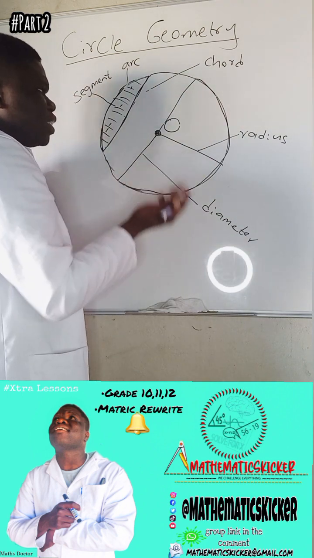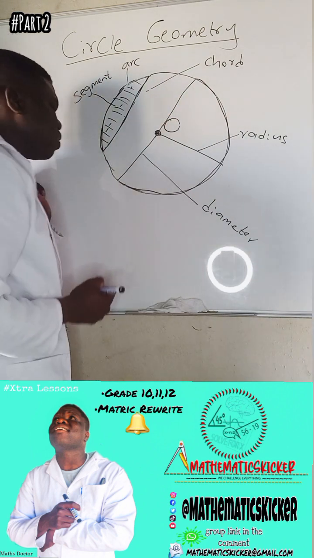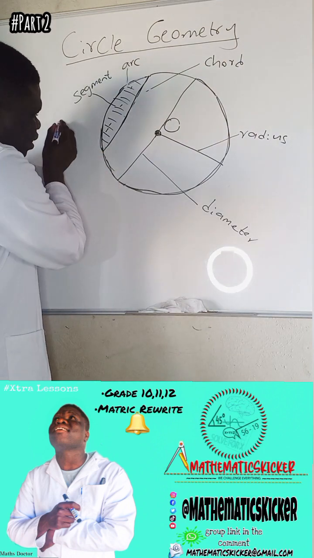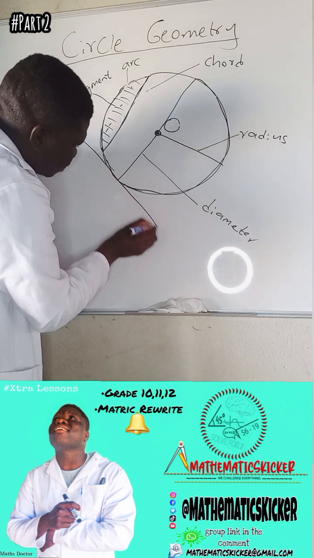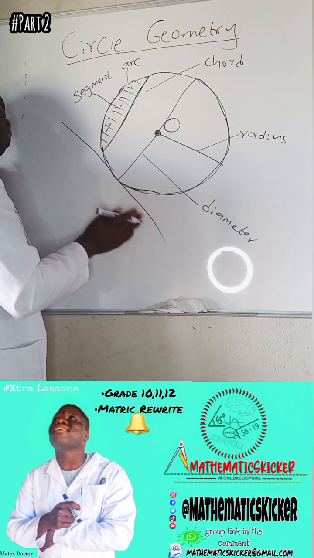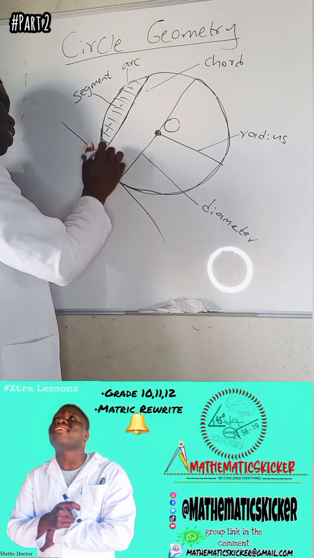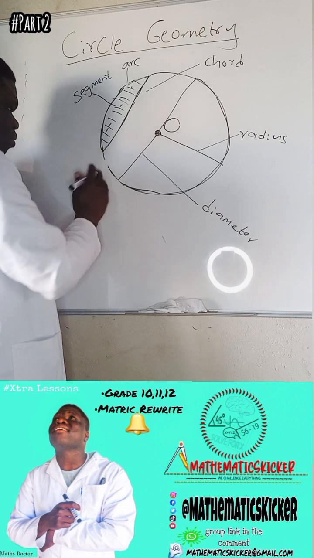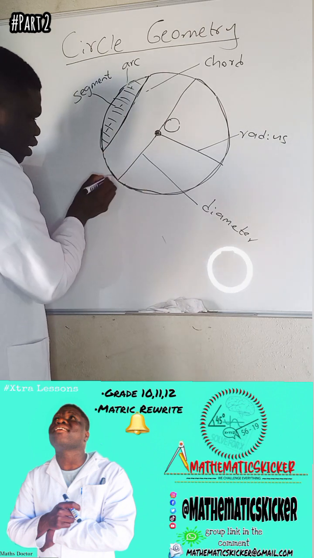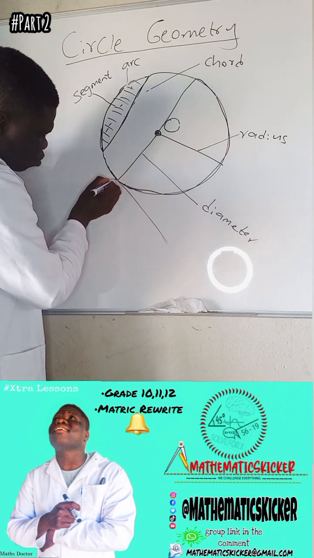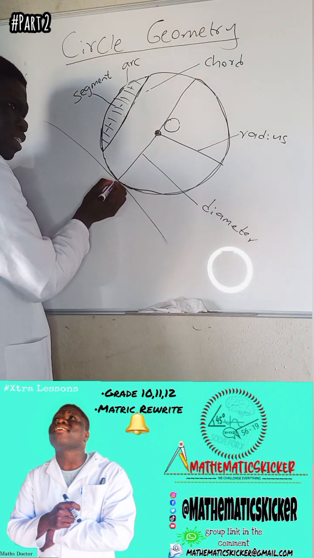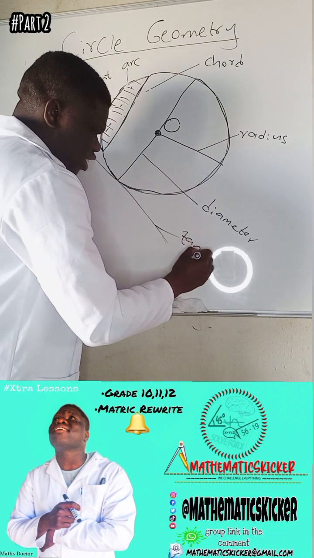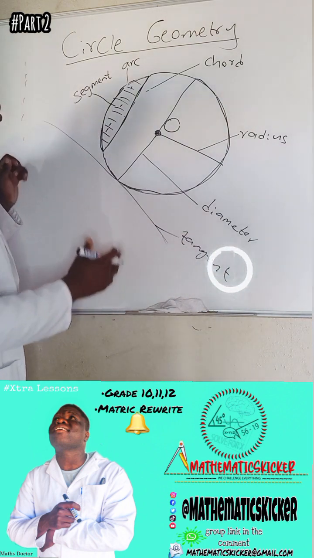We have talked about the radius, the diameter, and the chord, right? Then what about a straight line which touches our circle once? Let's say we have a straight line here. Let me draw it properly. We have a straight line which touches this circle once at this point, right? This thing is said to be a tangent. The tangent touches the circle once, right?